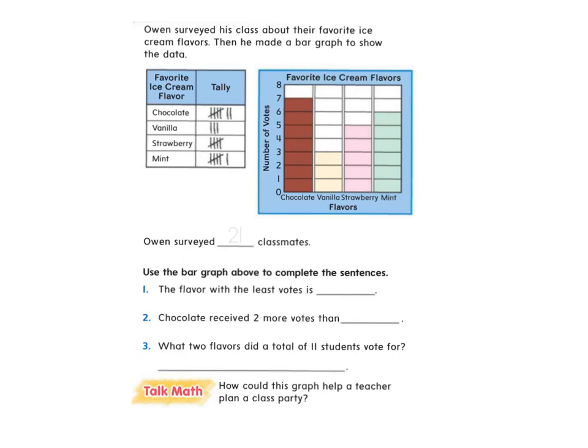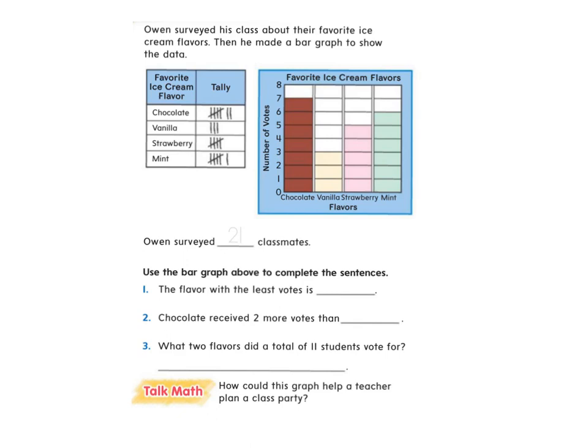So let's look. Owen surveyed some number of classmates. How do you think I figure out how many classmates he surveyed? Think about that for a second. How do you think I figured that out? We can obviously see that they've written the answer in for us, which is 21. But think about how we would be able to get that answer.